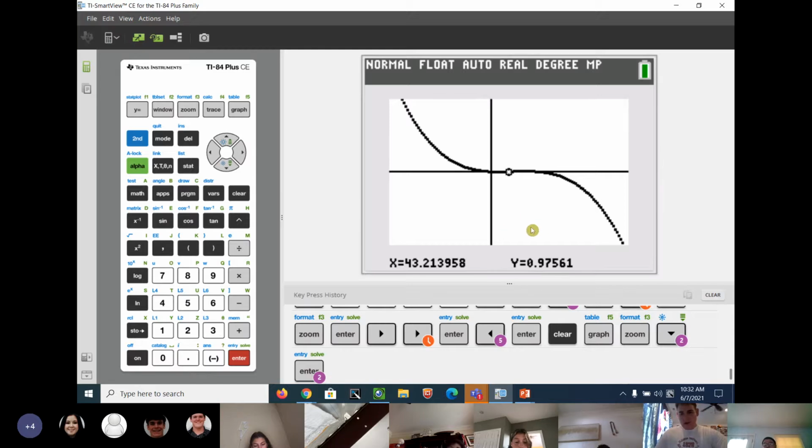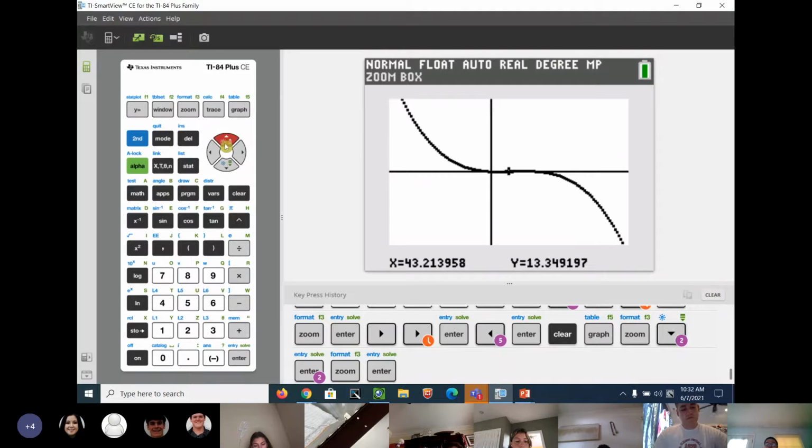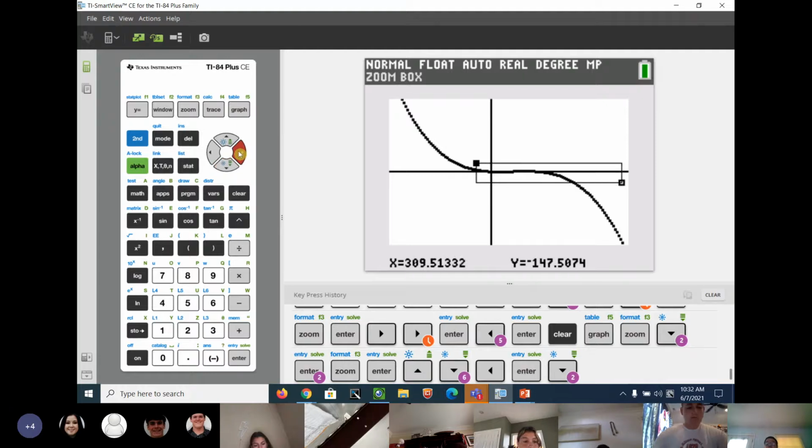Now, what do you need to find here? Well, you don't really have a max and a min. So the only thing you can find here is your X and Y intercepts. So I'm going to zoom box, and I'm going to try to just get the X and Y intercept in. So maybe here. And don't hold down the key, whatever you do. And enter.